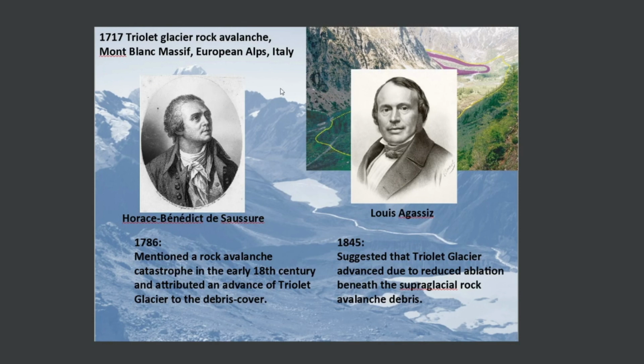So the glacier was melting at that time, because people had already started studying, and we have these researchers who talked about this, Saussure, I don't know how to pronounce, and Agassiz. So they reported, first Saussure, he said that the rock avalanche catastrophe caused the advance of this glacier. So the glacier was kind of melting away up the valley, and then this rock avalanche fell down, and the ice started pushing forward a little bit. And Agassiz suggested that it's happening partially because of reduced ablation from the rock avalanche.